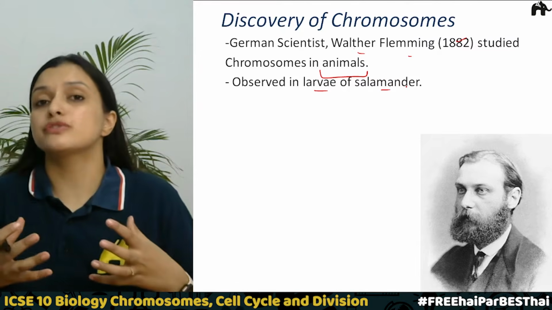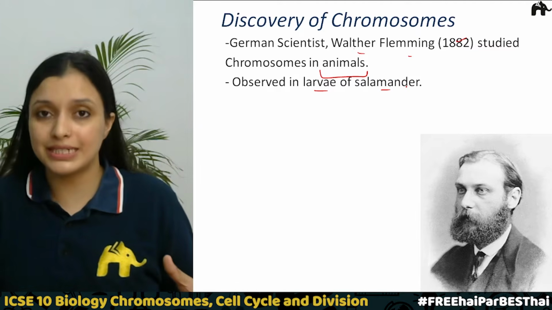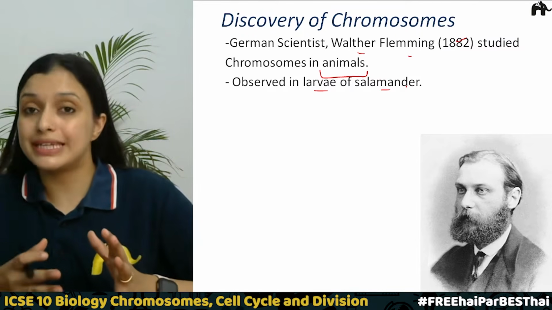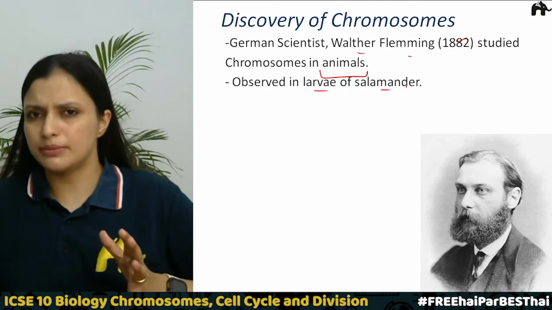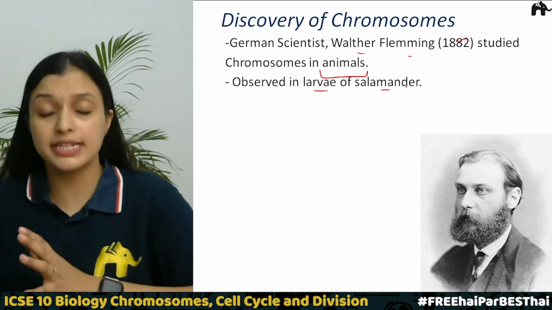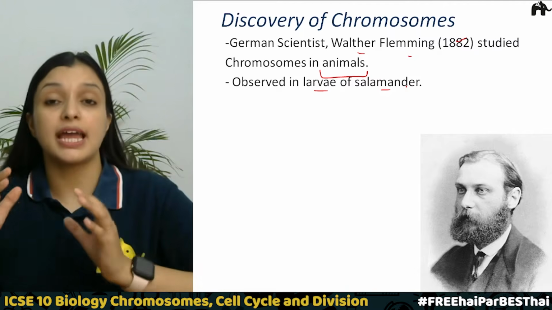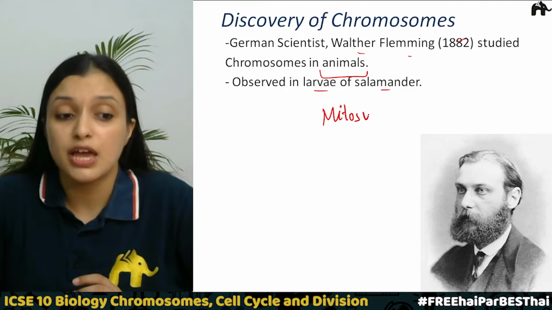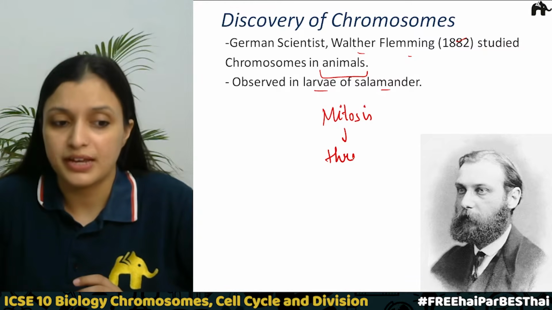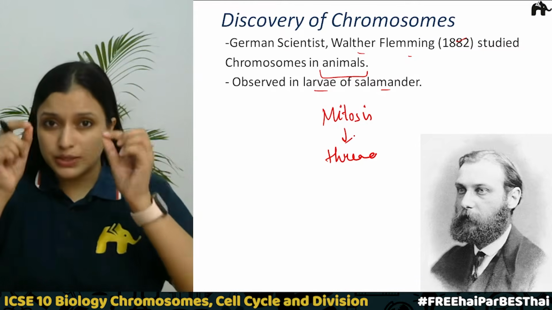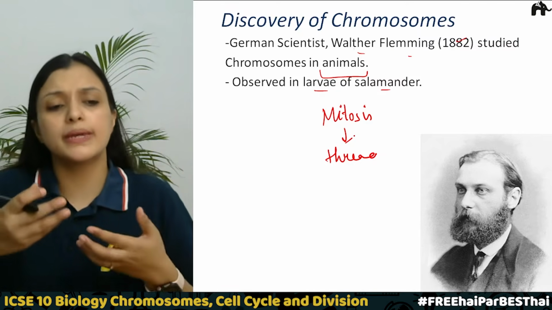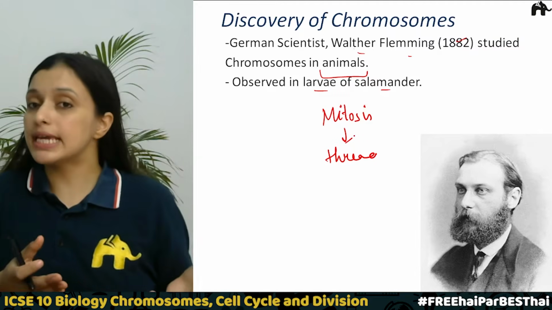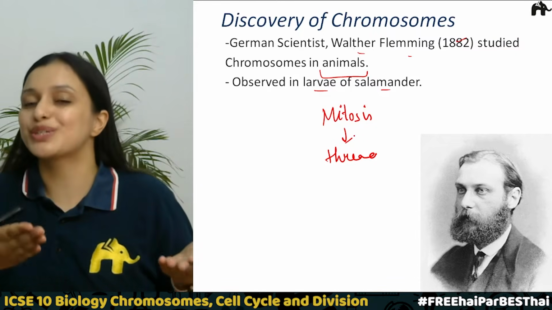At this point of time, the cells were in the dividing stage, and he saw these chromosomes divide in a longitudinal manner, in a lengthwise manner, right? So these cells were dividing, and he called this division mitosis, which actually means thread, right? Because these were long thread-like structures which were dividing, he used the term mitosis for this type of division. So he is the man who discovered chromosomes.